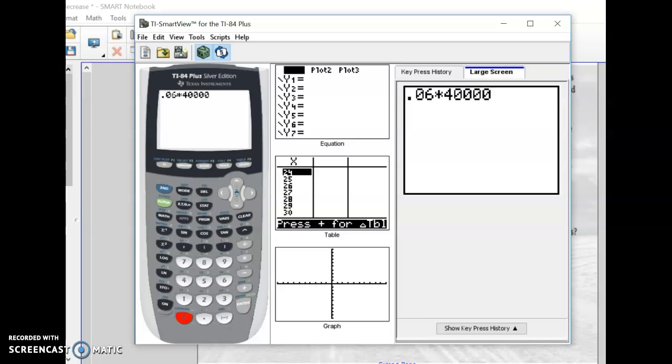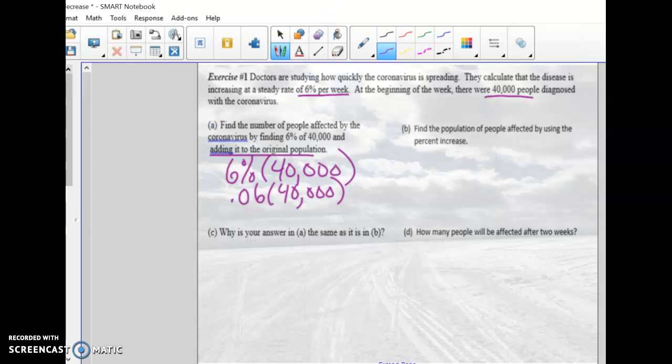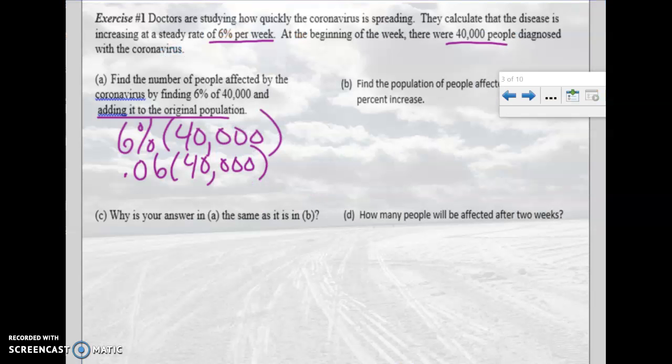All right, so there's 40,000, and that's 2,400 people. That's how many people were being infected on the increase. If this was increasing at 6%, oops, not money, people. Now, how many people total is that?